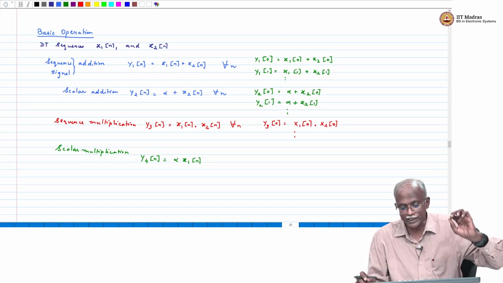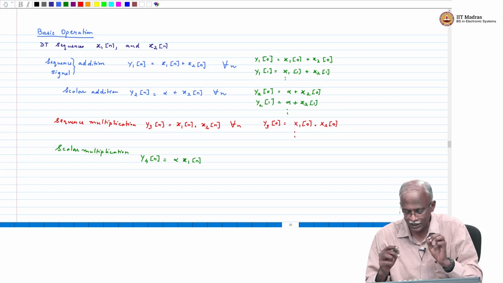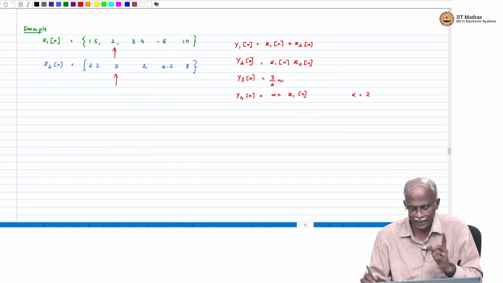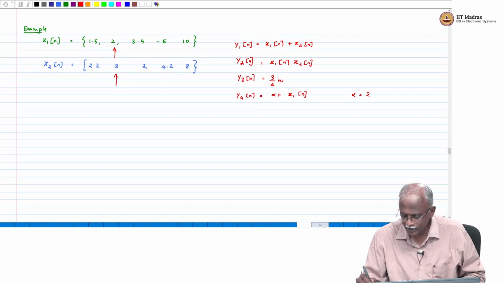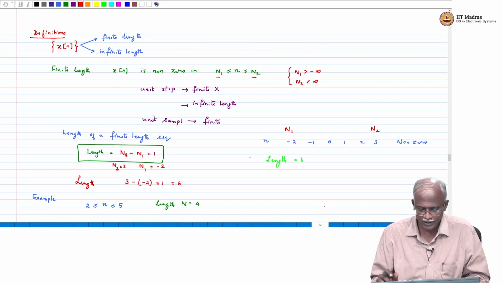You can also do scalar addition, you can do scalar multiplication. All of them have got useful applications for us. So, I requested you to take a look and try out these examples. We can discuss the answer next time.